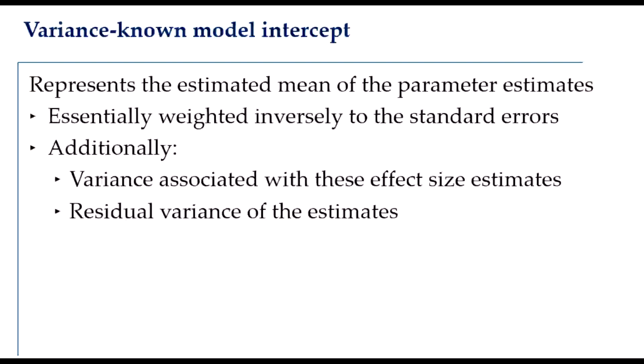We are using the standard errors of the observed estimates as information about how precise each of these estimates is. This process will essentially weight the parameter estimates inversely to their standard errors, so that the estimates with smaller standard errors count more, and the estimates with larger standard errors count less. These models also provide additional information about the estimates themselves, including how much variance there is in the effect size estimates and the residual variance of the estimates.